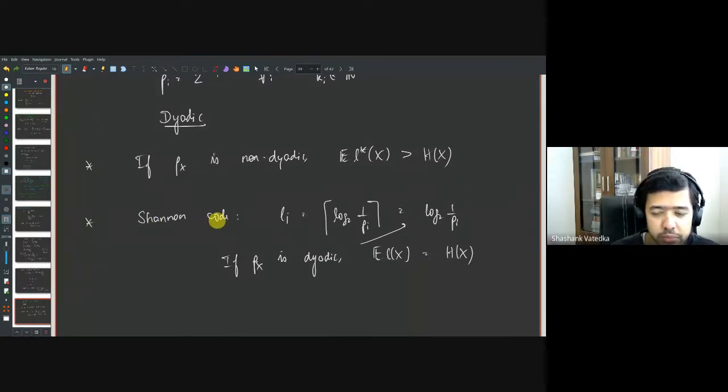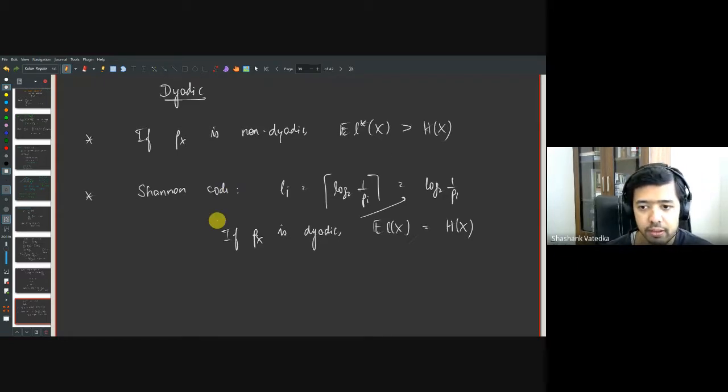It gives you the best possible expected length. It is impossible to do better than the Shannon code in terms of the expected length if the source is dyadic. If it is non-dyadic, that's not the case. The Shannon code may be suboptimal, as we just saw an example where the Shannon code is not optimal. It's possible to design a better code than the Shannon code. All right. Any questions so far?